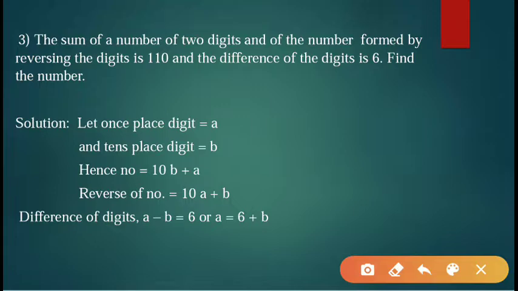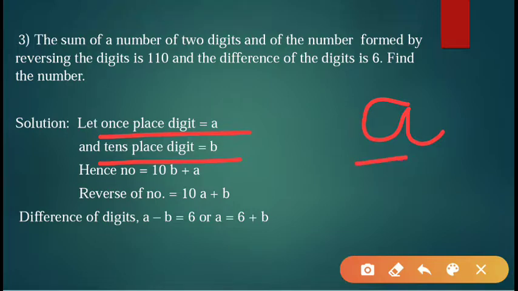So first of all, 2 digits are there, so one digit should be in the place of the unit digit and the second digit should be in the place of the tens digit. So suppose the one's digit is a. You can suppose anything, a, b, x, y, z, anything you can consider. One's place digit is a and tens place digit is b. Okay, so how will you write the number? Hence the number can be written as a.